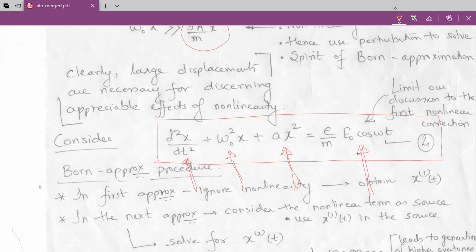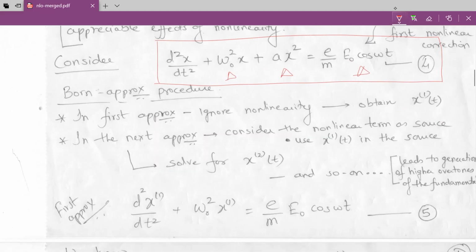All right. So the spirit of the Born approximation is such. What we do is basically the following. In the very zeroth order, or the first approximation, we ignore the nonlinearity, right? By ignoring nonlinearity, I set this little a, the small a, to 0, and then I obtain a solution which I call x1(t), meaning the one in the brackets stands for the first approximation.